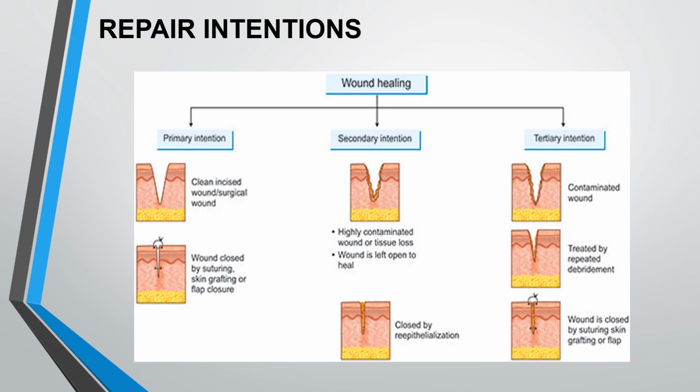Then there's secondary intention. These are wounds with significant tissue loss or contamination. These are often left open to heal from the bottom up. There's more granulation tissue, which equals more scarring. This is slower, but safer for dirty wounds. Then there's tertiary intention, initially left open due to contamination, closed later after repeated debridement. It's kind of a wait and see approach. Surgeons choose the healing strategy based on infection risk, not aesthetics.